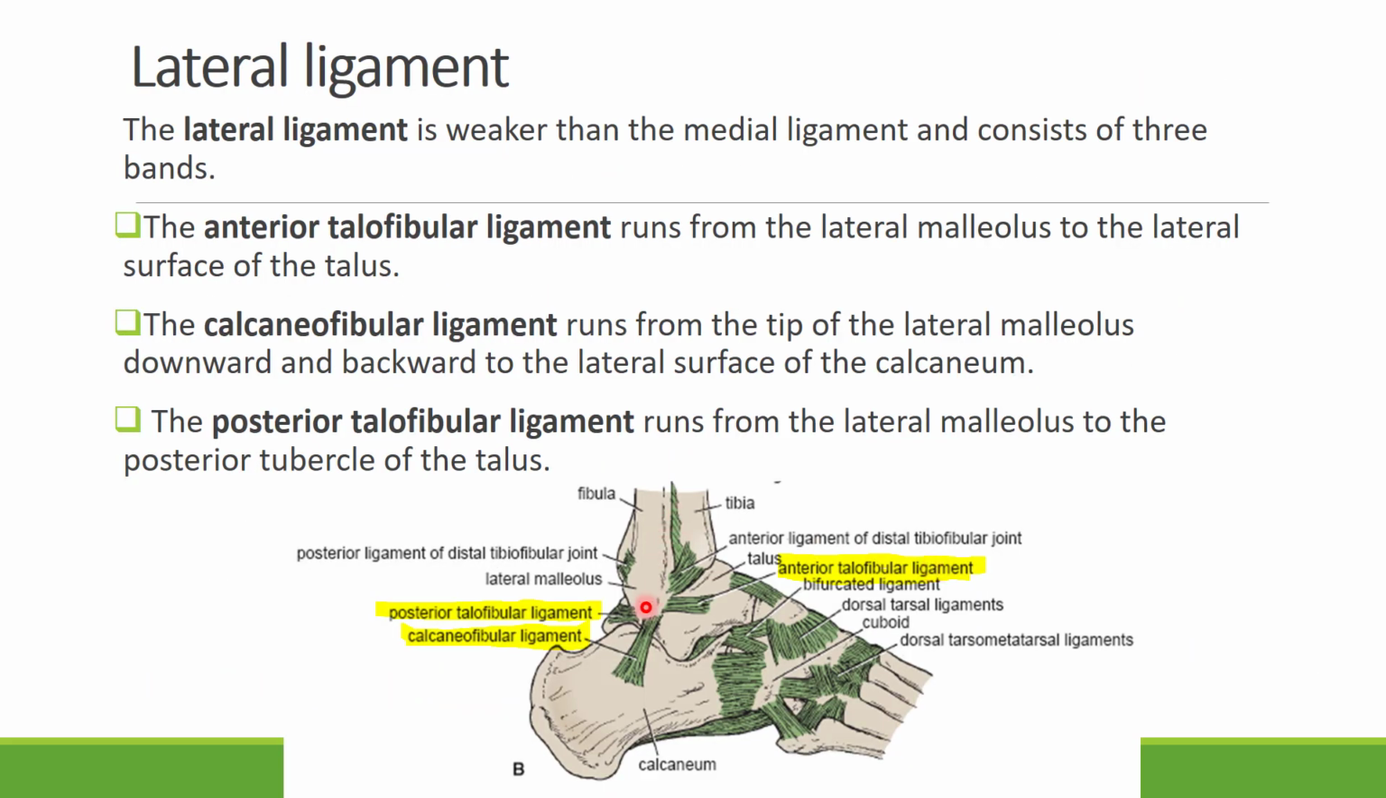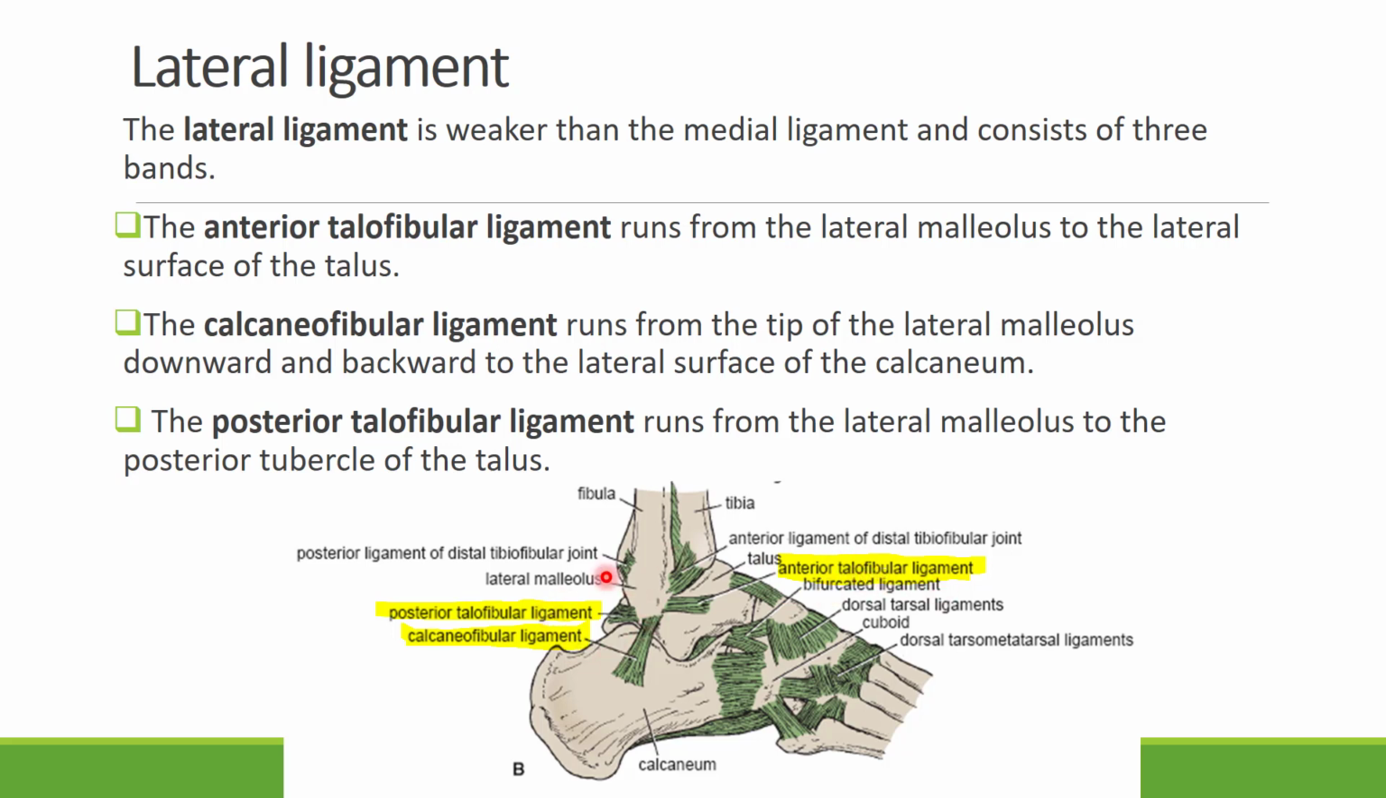Now we will discuss the lateral ligament. See here, the lateral ligament is weaker than the medial ligament and it consists of three bands. First of all, there is the anterior talofibular ligament. Talo from talus and fibular because of fibula. So this ligament runs from the lateral malleolus of the fibula to the lateral surface of the talus. So two bones are involved, one is talus and one is fibula. That's why it is named talofibular, and it is anterior in location. That's why it is named the anterior talofibular ligament.